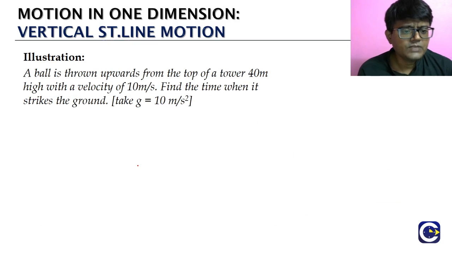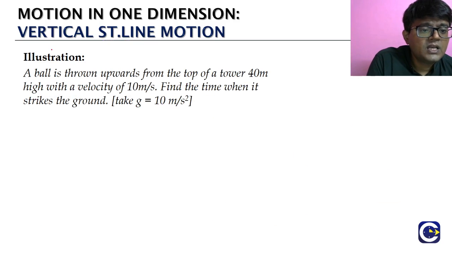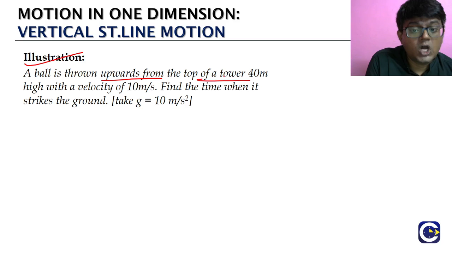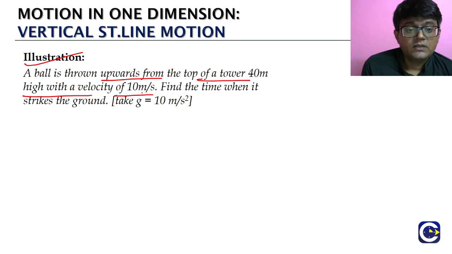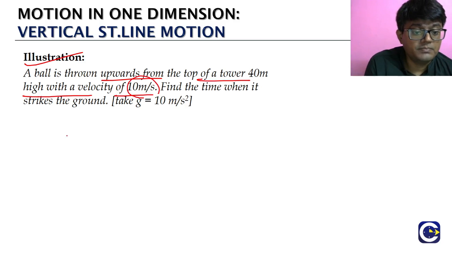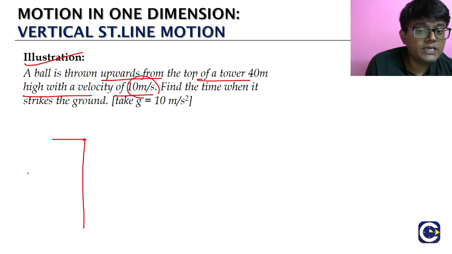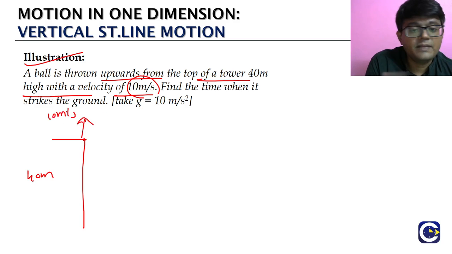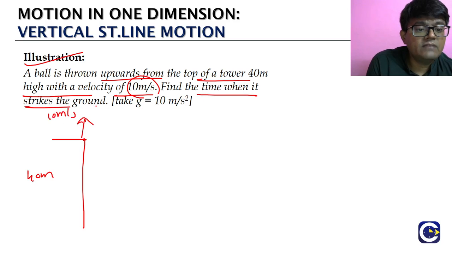Okay, we'll go to the next question. A ball is thrown upwards from the top of a tower 40-meter height with a velocity 10 meter per second. This is the same concept as the previous problem. The difference is that here we are assuming that we are throwing it from the top of a building. Find the time when it strikes the ground.